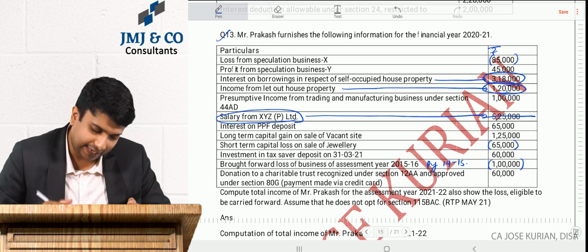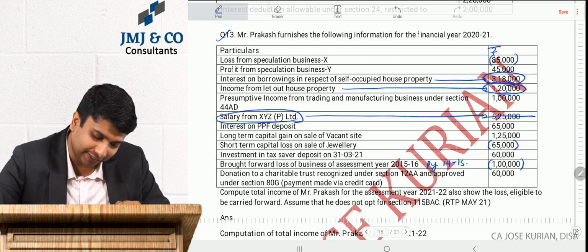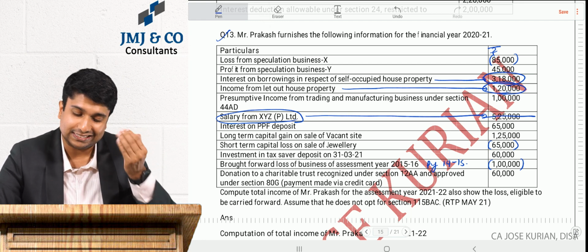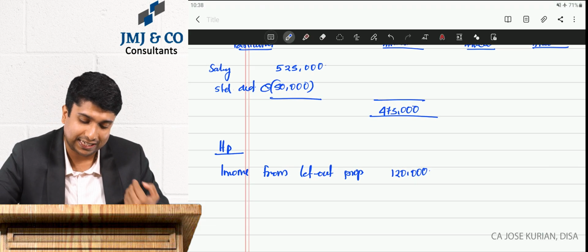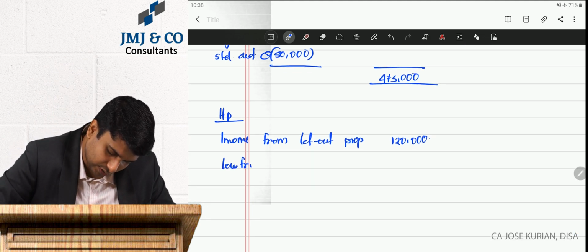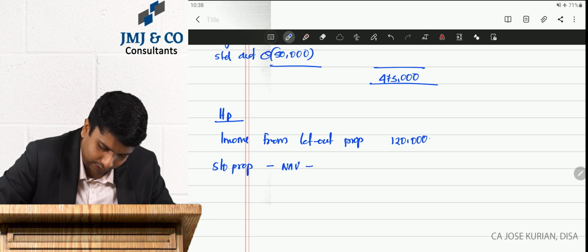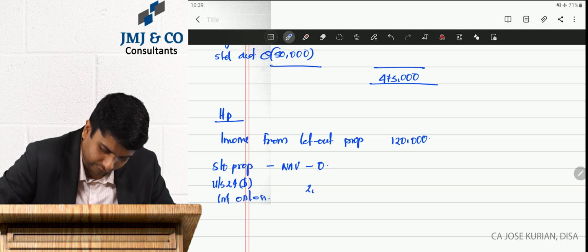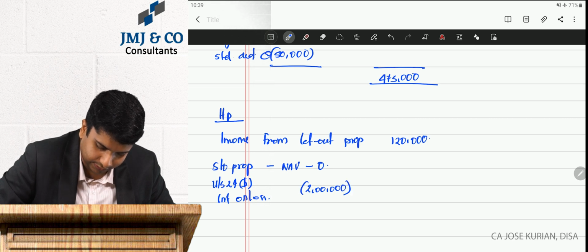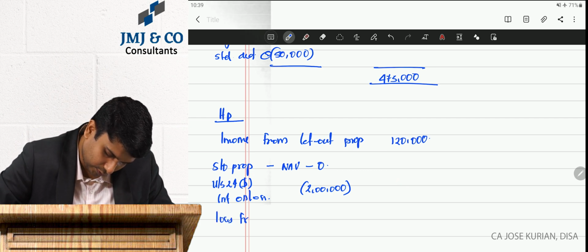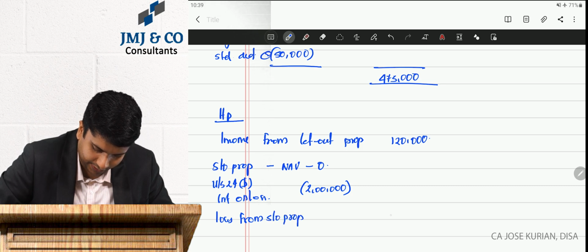Okay. Again, moving forward, friends, next is interest on borrowings in respect of self-occupied property. There is another property that is a self-occupied property, and on that there is an interest amount of 3,18,000. Even though the actual interest is 3,18,000, the maximum deduction under 24B is 2 lakh for a self-occupied property. So there is a self-occupied property and the net annual value would be 0. Then under section 24B, interest on loan, we will claim 2 lakh as a deduction. Even though the amount is 3,18,000, you can claim only up to 2 lakh, and hence the 2 lakh is the loss from self-occupied property. So loss from self-occupied property would be 2 lakh.